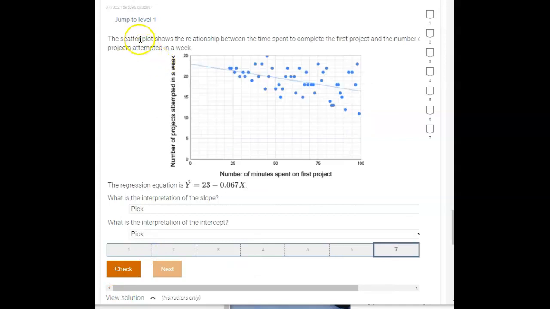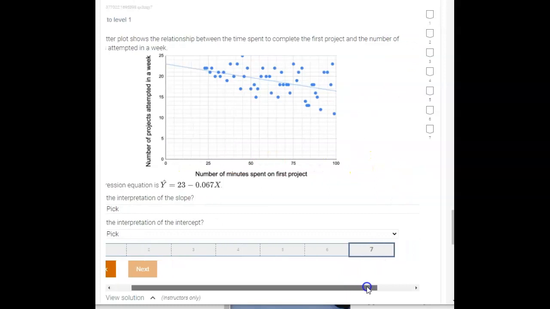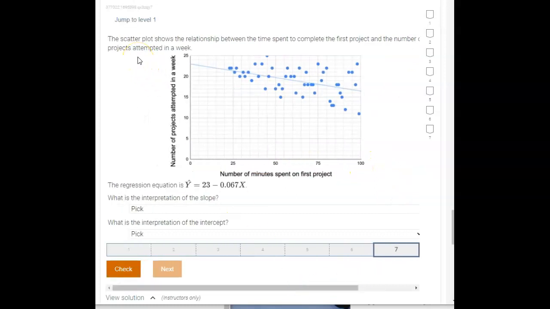Let's look at one more of these. A scatter plot showing the relationship between the time spent to complete the first project. So here's how many minutes you work on the first project. So 25, 50, 75. And then the number of projects attempted in the week. So it kind of makes sense that this is negative here. If you spend a lot of time on that first project, you don't have as much time to try to attempt and finish new projects. So the number of projects you get to tends to be going down if you're working on that first one for a long time.